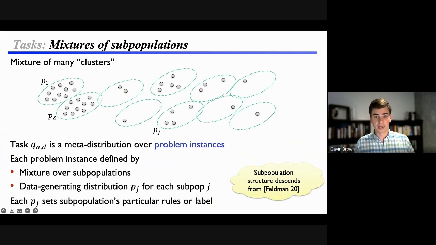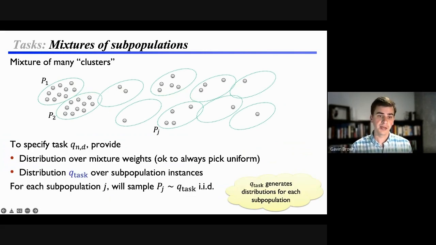I'll note that this subpopulation structure descends directly from the work I mentioned before by Vitaly Feldman. To specify the task Q, we need to provide a distribution over the mixture weights, which can always be uniform, that's fine. And we need to specify some distribution Q task over the subpopulation instances. For each subpopulation, we'll sample this P sub j IID from this Q task distribution. Just to make it explicit, this Q task will generate the distributions for each subpopulation.